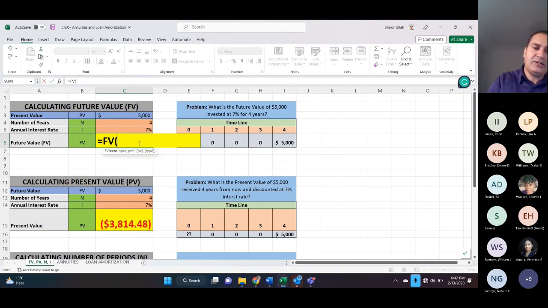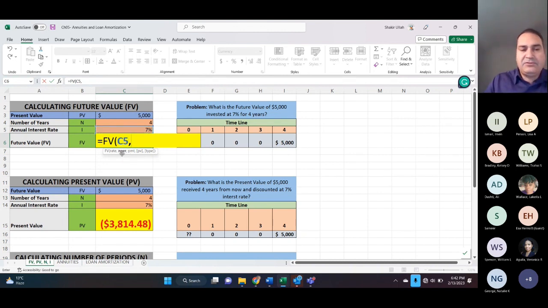As soon as you start the parentheses, it guides you to what variables are required in order to do the calculations. So the first variable is rate, and that is bold right here. So we need to give it the rate. Rate means the interest rate. I denote it by I right here, and that is 7%. So I can click that 7%. And then you will have to enter comma.